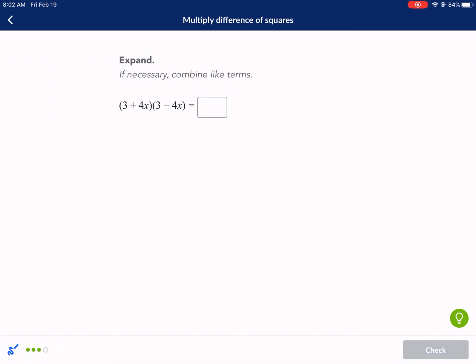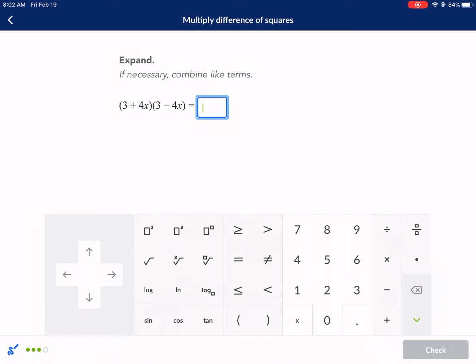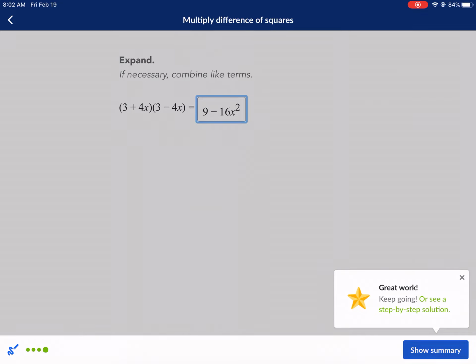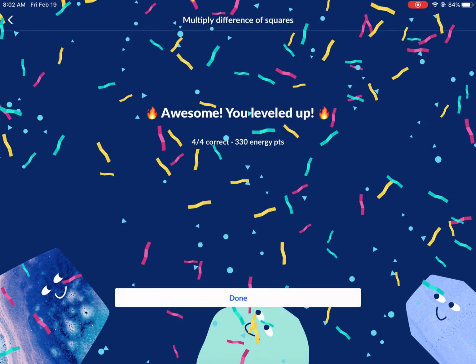Okay, same deal. We have the 3 plus 4x, 3 minus 4x. Same thing written twice. The only difference is there's a subtraction sign and a plus sign, two different signs. So we're going to write 9. 3 squared is 9. Minus 4x squared is going to give us 16. Square the 4. Square the x. 16x squared. Money. Here we go. 100%.